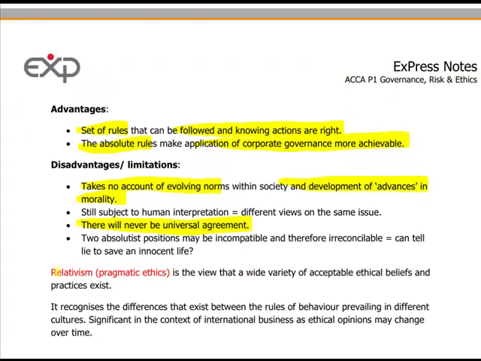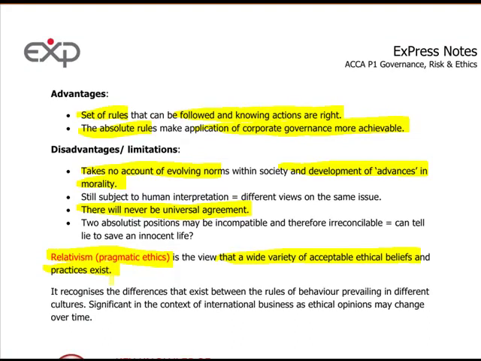A relativism, pragmatic approach, is a view that a wide variety of acceptable ethical beliefs and practices are allowed to exist alongside each other. So different cultures mean that people can do something different in different places. The advantage of that is that, well, you're going to have less conflict and things will be more acceptable across international processes. Probably easier, therefore, to implement than a dogmatic approach.